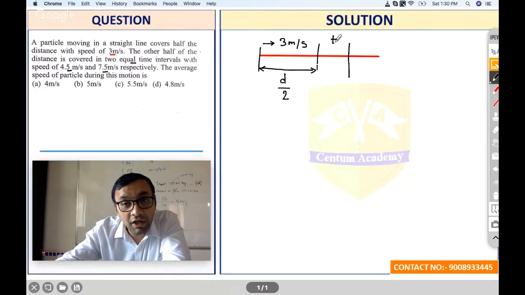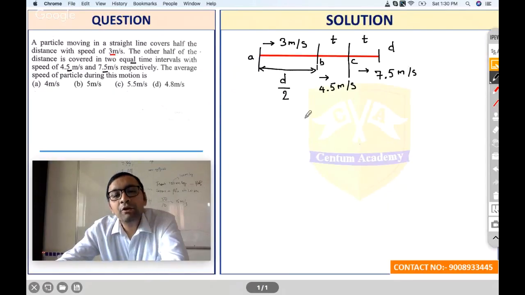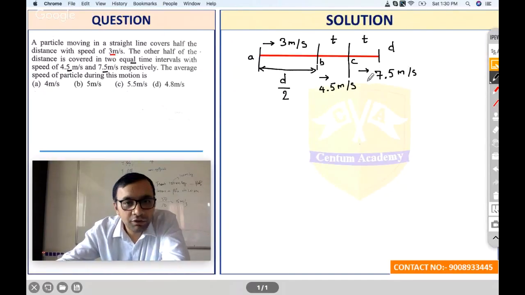Let's say this is point A, point B, this is C, and this is D point. So B to C, the time taken is t, then C to D is also t. Since the speeds are different, to cover B to C the speed is 4.5 meters per second, and to cover C to D the speed is 7.5 meters per second. So B to C distance is not equal to C to D distance, although the time taken is the same.